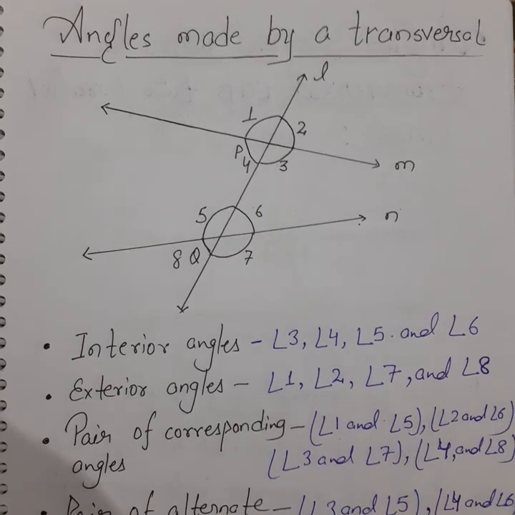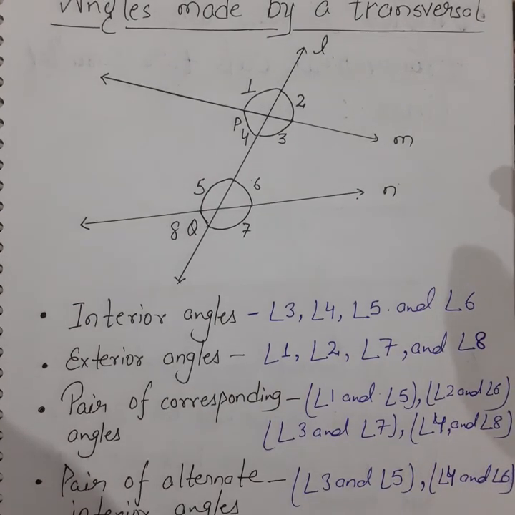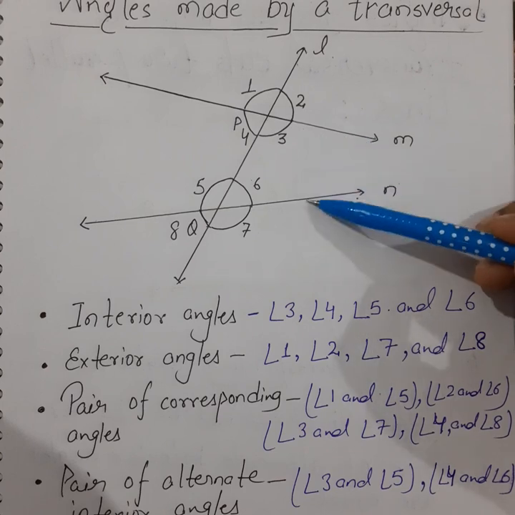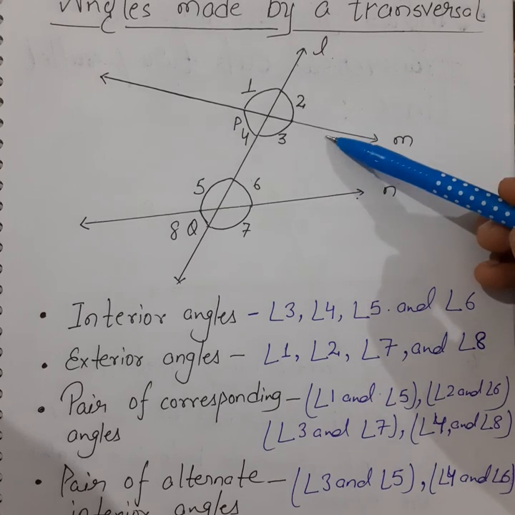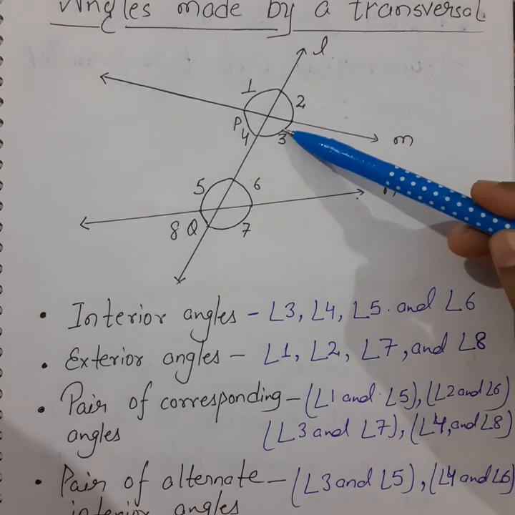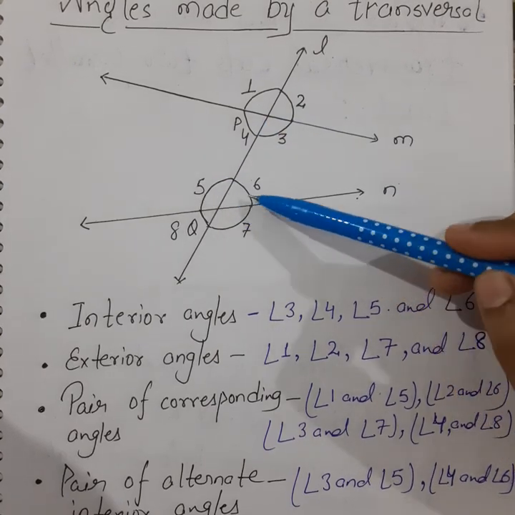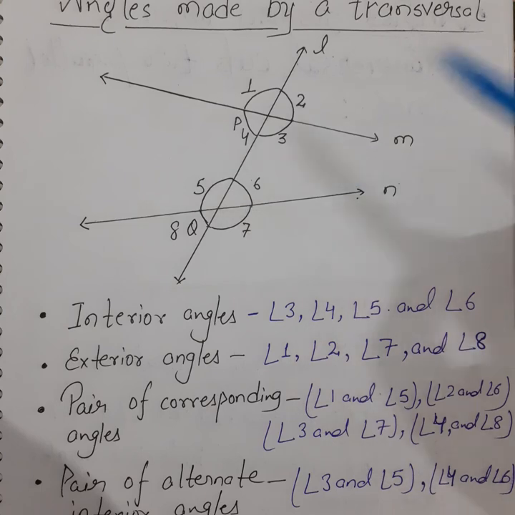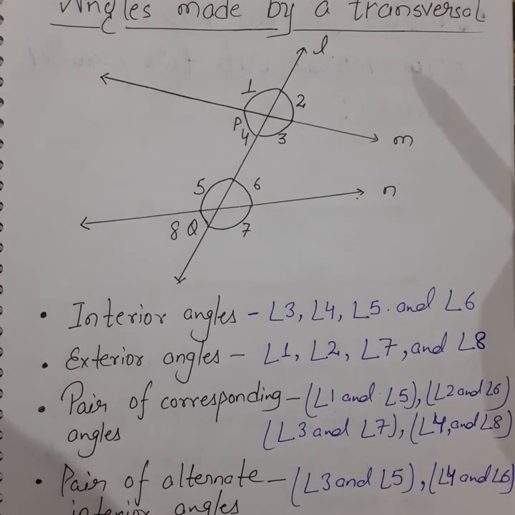Students, the first name is interior angles. As the name suggests, it is interior. Interior means in between the lines, in between these two lines. So how many interior angles are here? 3, 4, 5 and 6. Angle 3, angle 4, angle 5 and angle 6 are the interior angles.